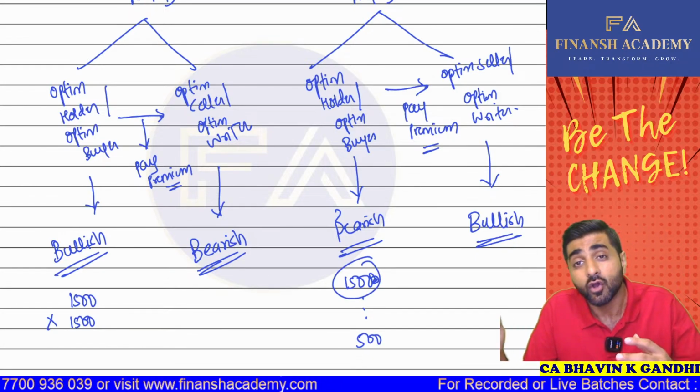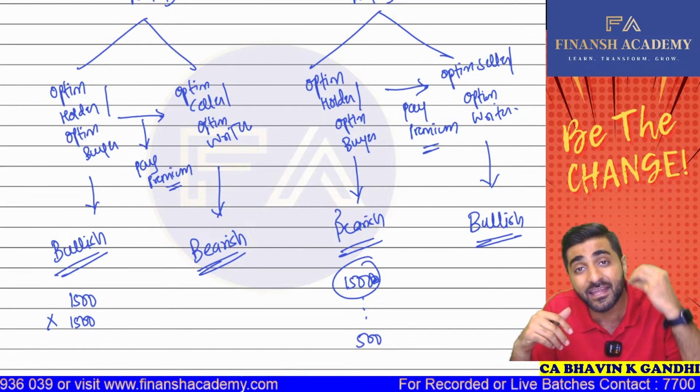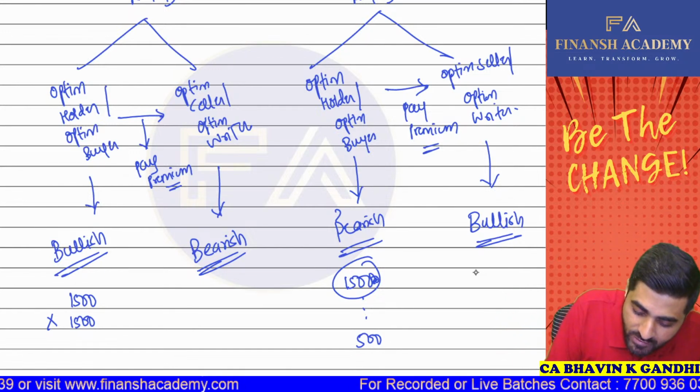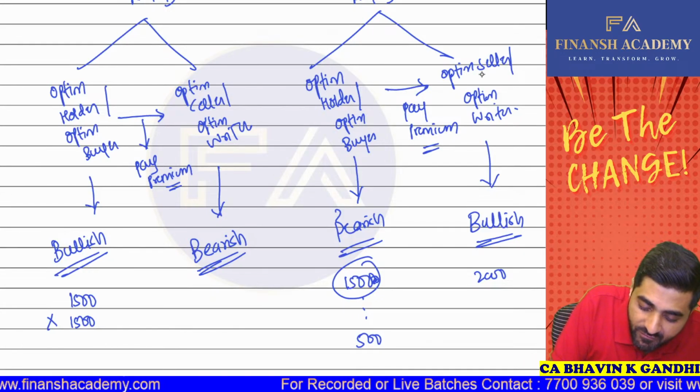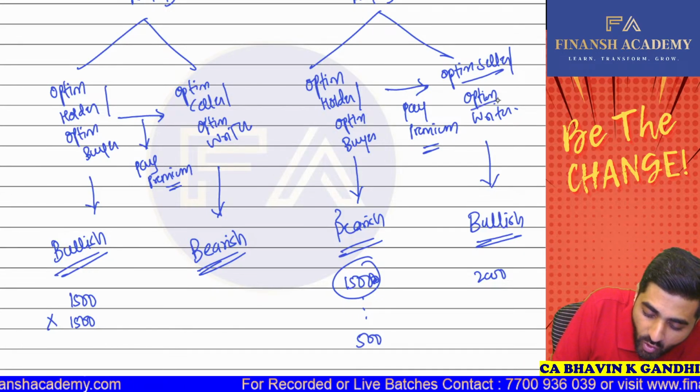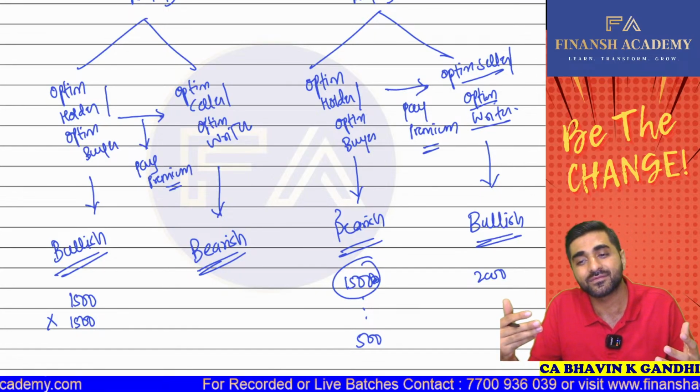But there is someone else who might think that, okay, at the end of year one the price is going to be 2000, so no one will come to execute this contract, so he will definitely be entering into option selling or option writing.